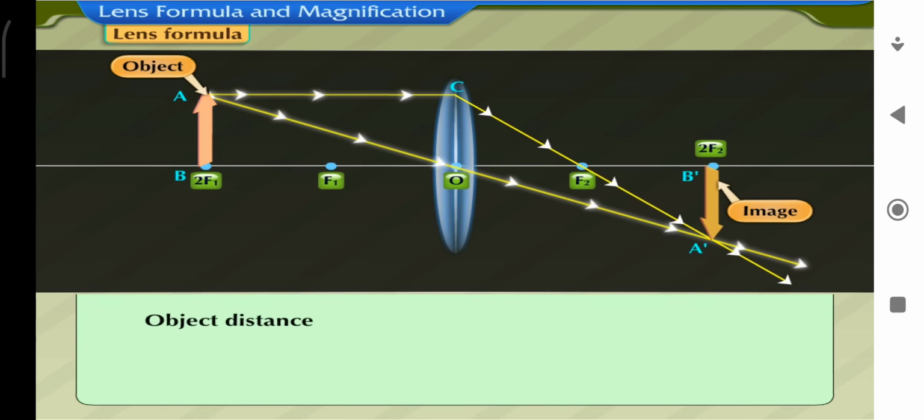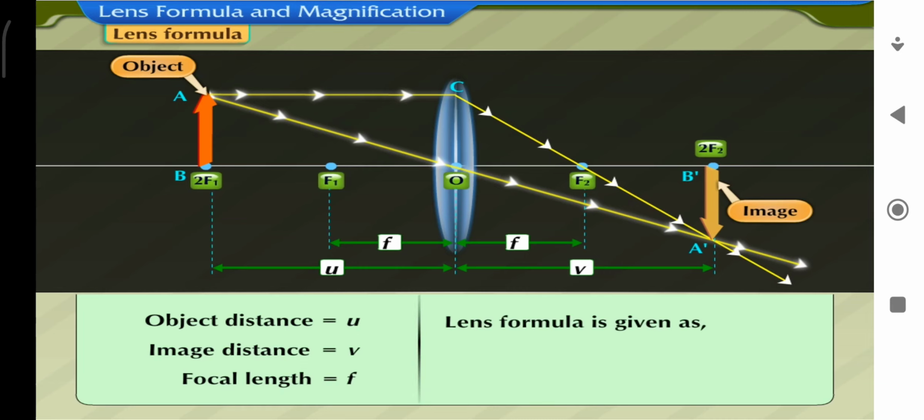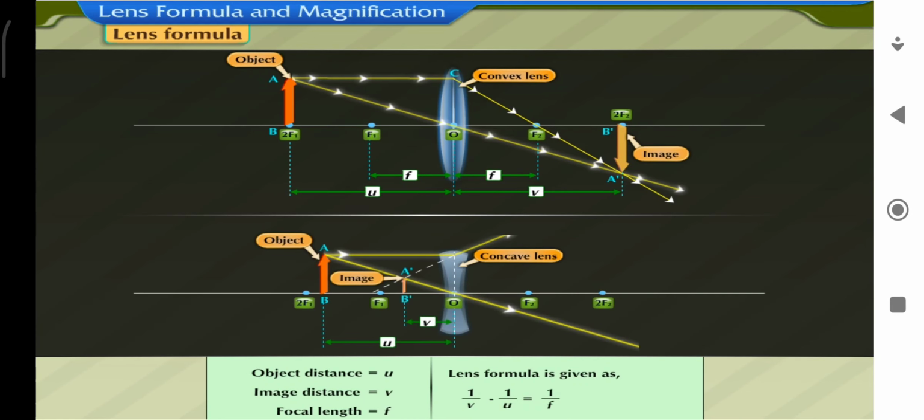Lens formula. The lens formula gives the relationship between object distance u, image distance v, and the focal length f. Here, distances are measured from optical center using proper sign conventions. The lens formula is given as 1/v minus 1/u is equal to 1/f. The lens formula is general and is valid in all situations for any spherical lens.